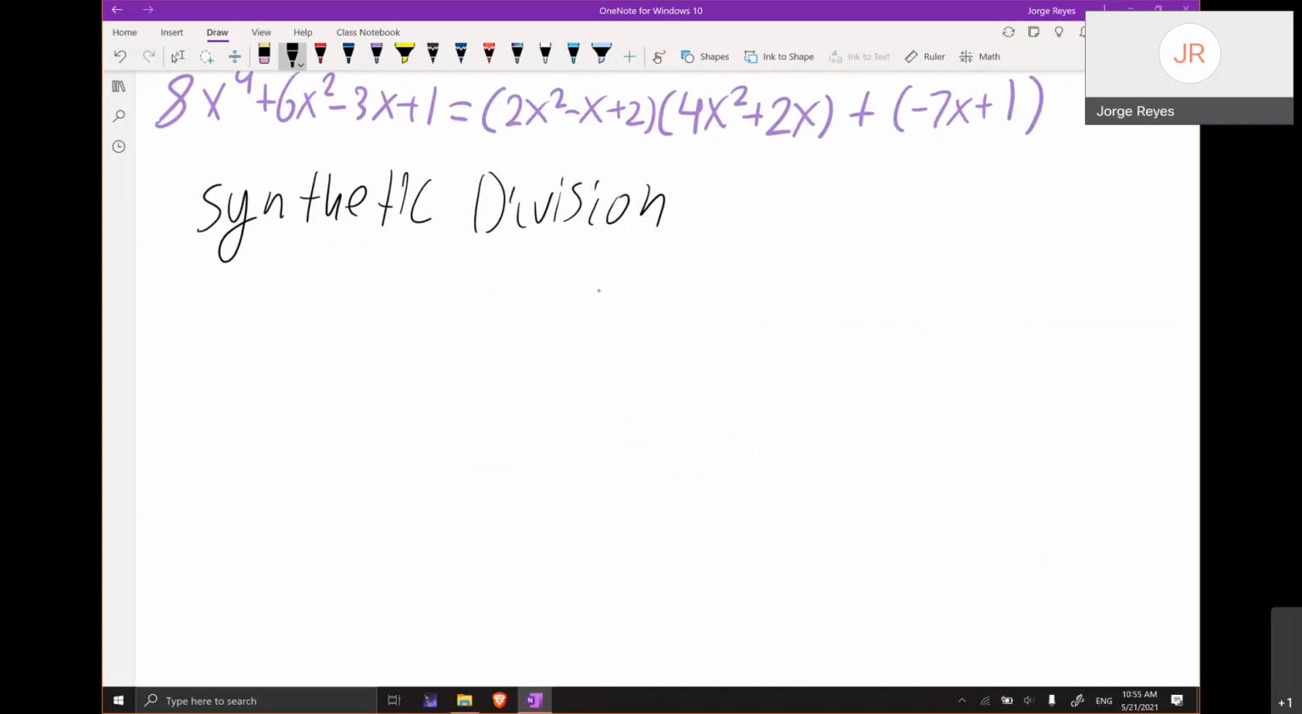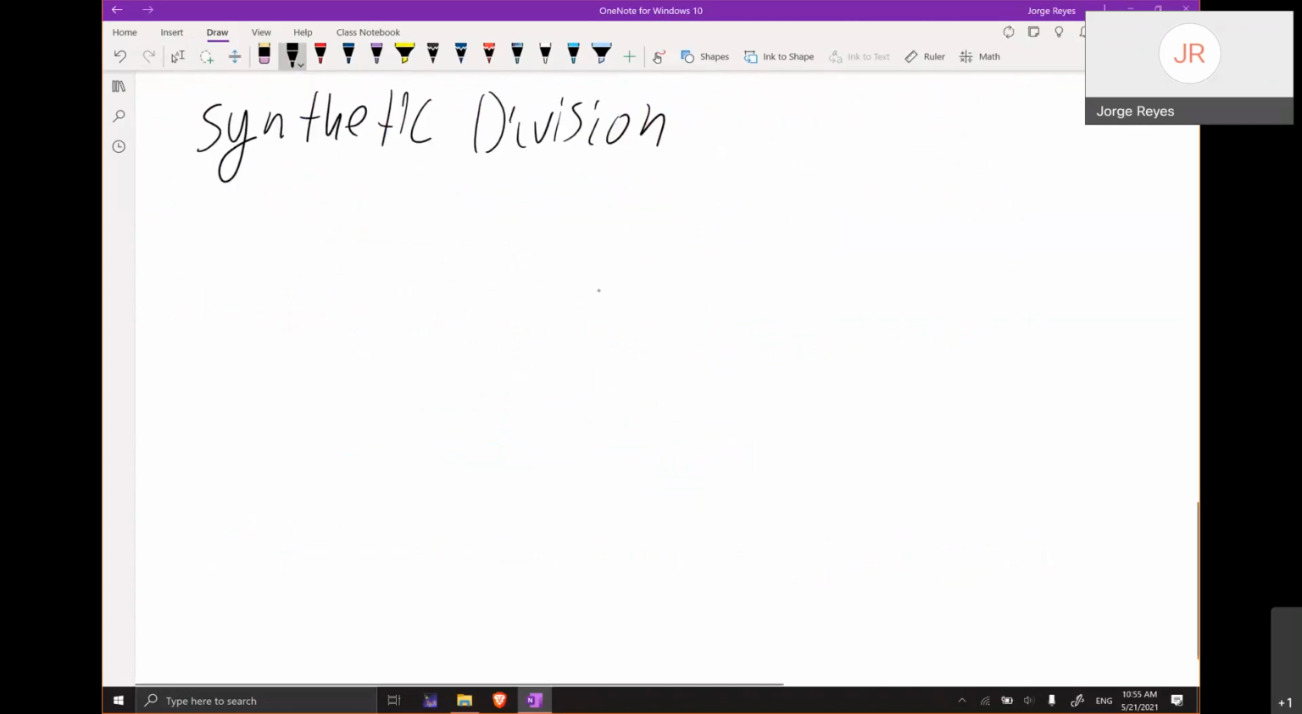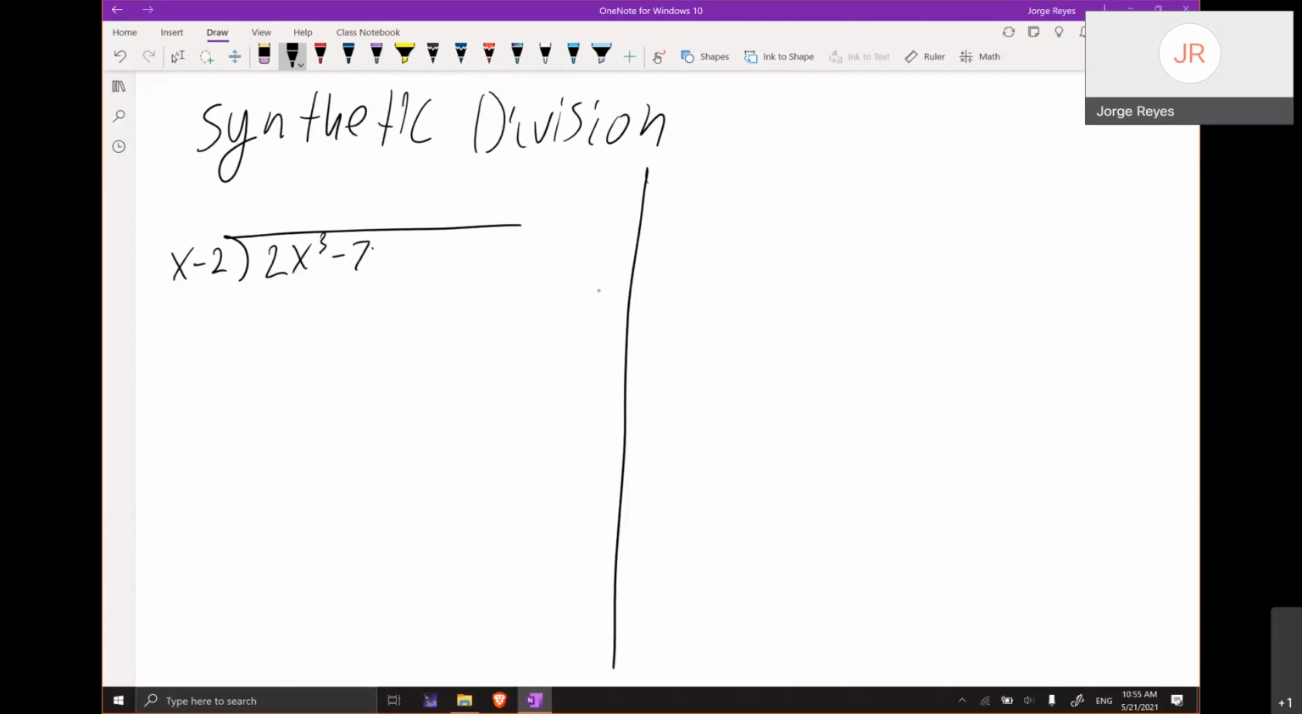Okay, so I'm just gonna compare the two here, actually. I'm gonna long divide 2x minus 2 and then this cubic, so plus 0x plus 5. Okay. So let's long divide one more time.